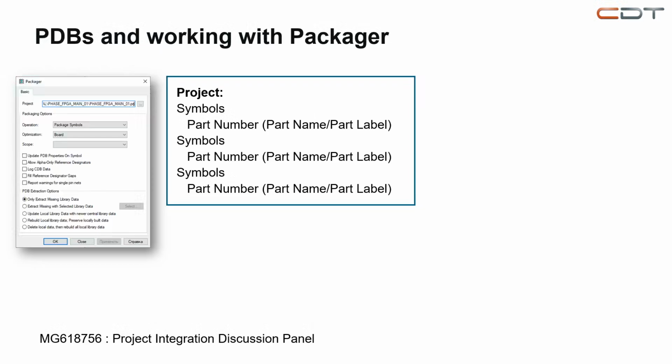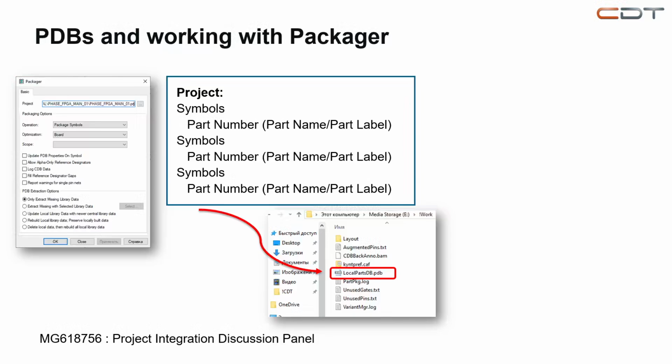How does PDB work with the packager? Packager in the most basic options is shown on screen. There are no options for updating PDB properties, and so on. There is only extract missing library data. Packager in this configuration will be looking at your project and searching for symbols. After, it will extract from these symbols the part number property and check if the local parts PDB in the integration subfolder of your project exists. If specific parts don't exist, or this file doesn't exist in the integration subfolder of your project, packager will go to look into the central library.